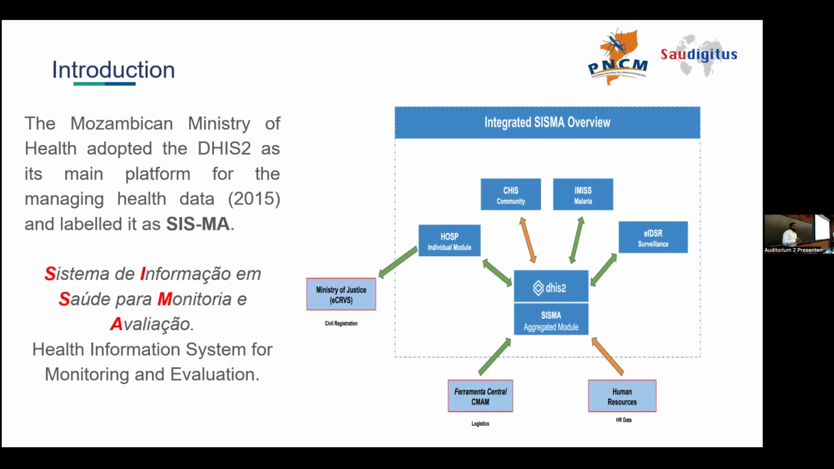SISMA is a platform for managing all the information about disease in Mozambique. It's a repository where all the diseases in the whole country are registered in the system. It's based on DHIS2, and it connects all the different sub-modules. One of them is the integrated malaria system, which is used by the National Malaria Control Program.